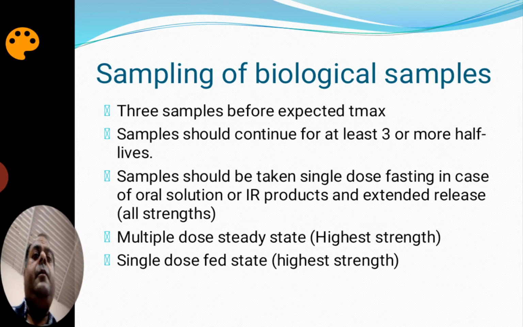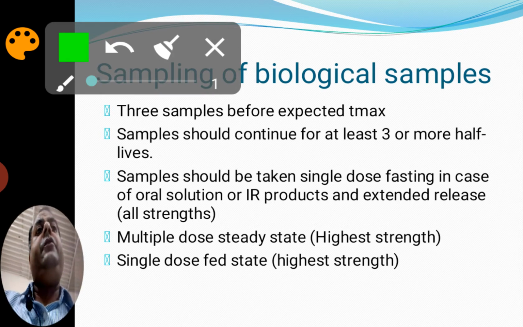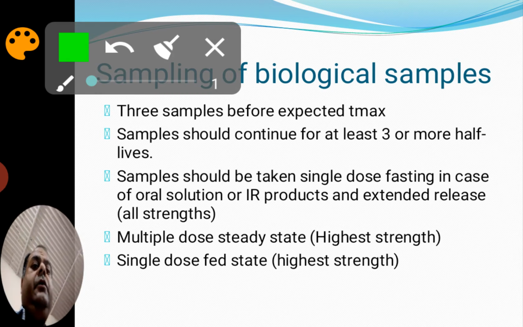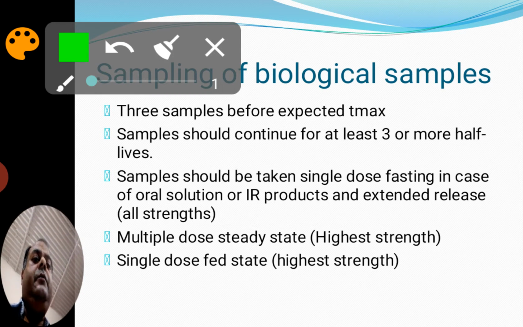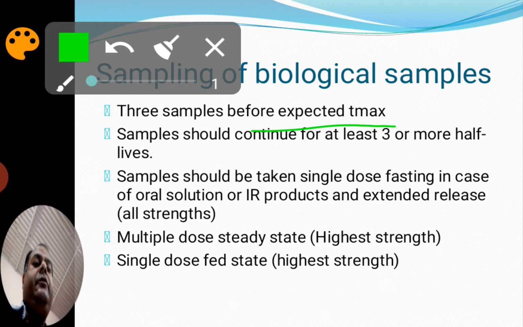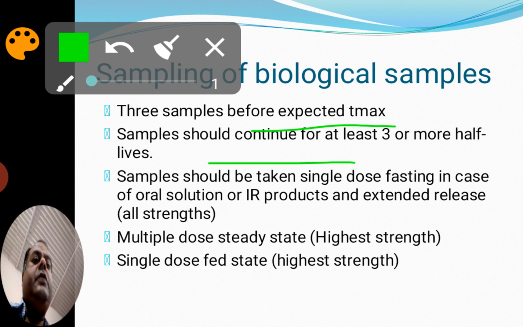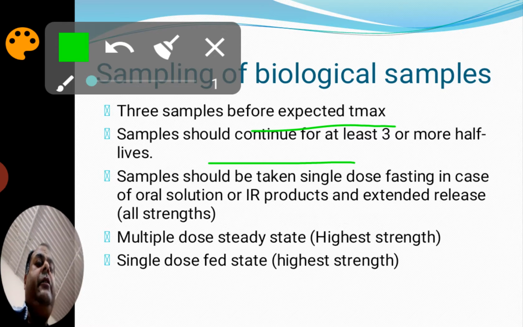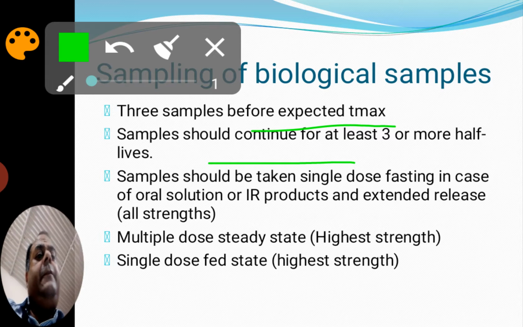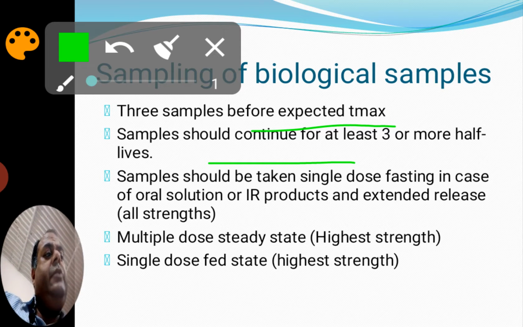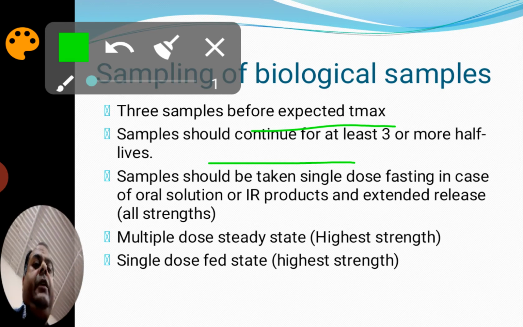Now let us talk about the sampling of biological samples. 3 samples before expected Tmax must be taken. Sampling should continue for at least 3 or more half-lives. Now why are so many samples taken in this bioequivalence study? Because they allow accurate estimation of Cmax and terminal elimination rate. It also helps us to capture 90% of the relevant AUC.